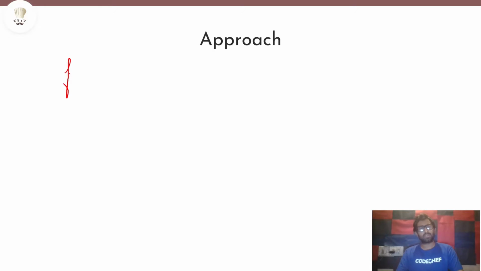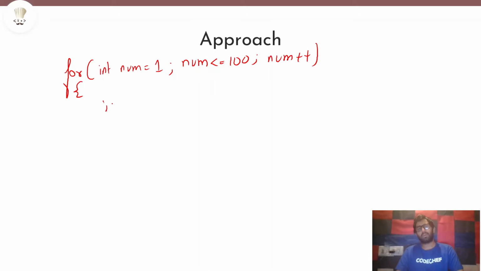Basically, it asks us to check for numbers from 1 to 100. So we'll run a for loop and we'll say that number is equal to 1 initially, and up till number less than or equal to 100 we will run this loop. Now in each iteration of this for loop, we are going to check if number mod 3 equal to 0 and number mod 5 equal to 0.